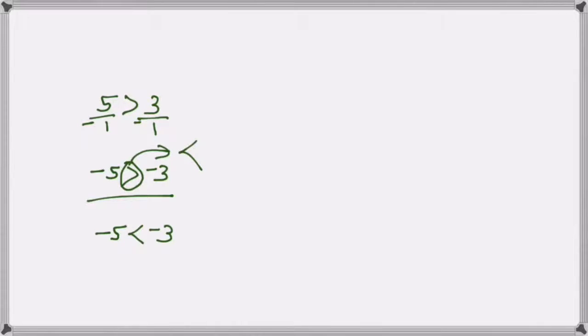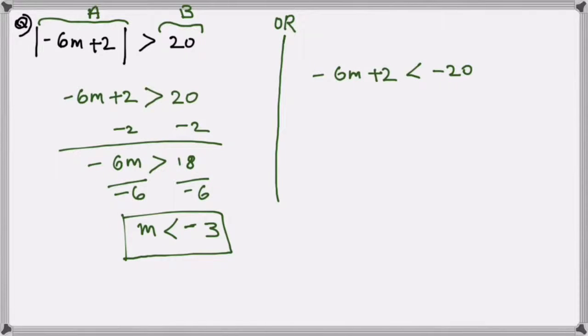So whenever you have to divide or multiply both sides of an inequality, not equality, of an inequality, with a negative number, then you have to reverse the inequality. If it's a greater than, you need to make it less than. If it's less than, you need to make it greater than. Okay, now let's go ahead and finish this.